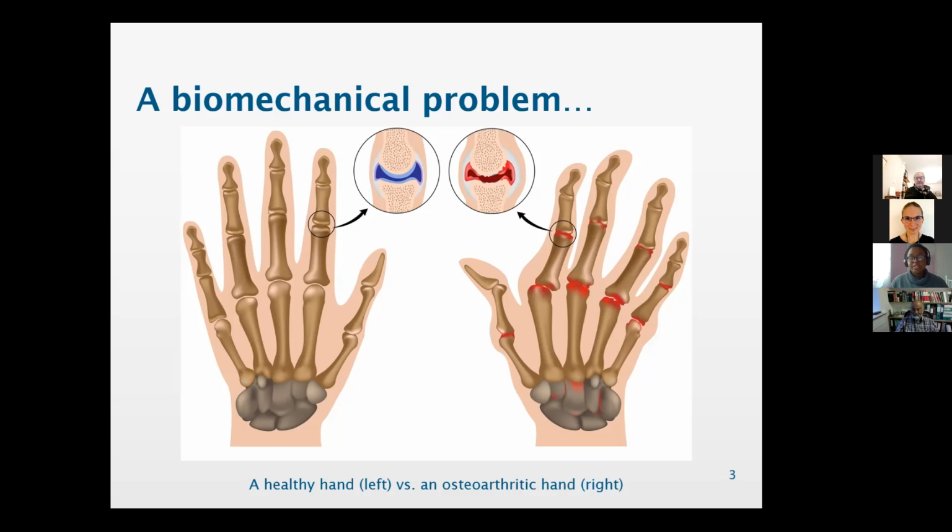In the hands, OA symptoms can vary, but they most commonly include joint pain, joint stiffness, difficulty in moving your fingers, a weakened grip strength, and also swelling and tenderness around the knuckles, and that's what we can see here on the image. This can be described as a biomechanical problem because it affects the function, the motion, and the structure of the joint.